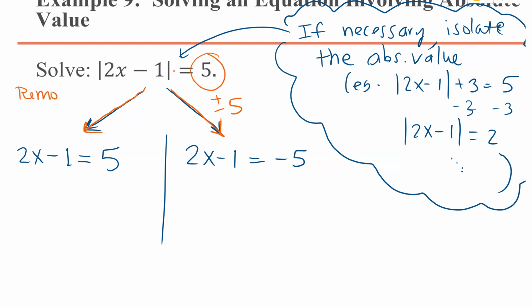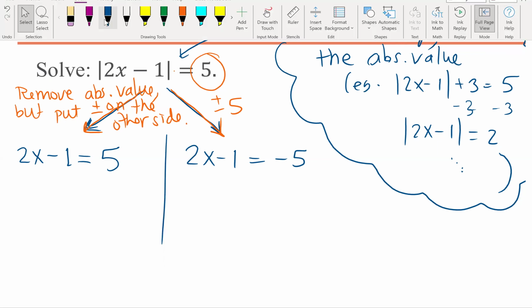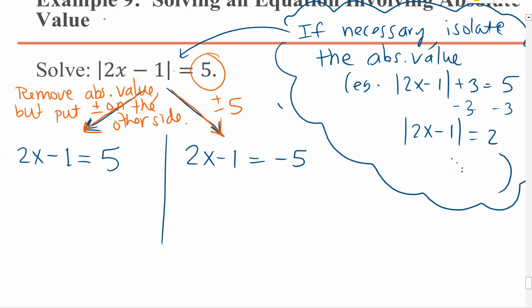You can remove the absolute value, but put a plus or minus on the side of the equation that does not have an absolute value. So it's similar to squares in that way. Remember when you had x squared equals 5, and you square rooted both sides? You had to put a plus or minus. So it's got the same feel to that, except there's no square root.